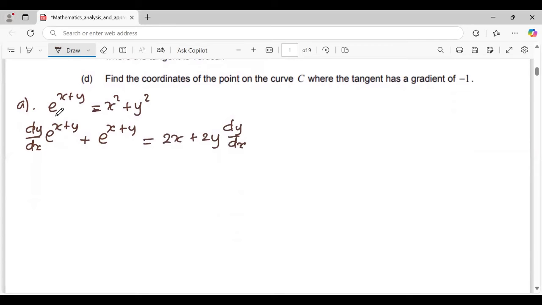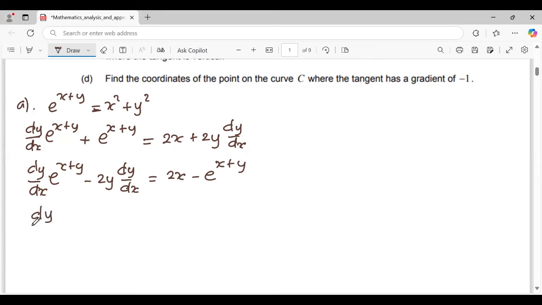And after that, moving the dy/dx terms to the left side: e^(x+y) dy/dx minus 2y dy/dx equals 2x minus e^(x+y). And factorize: dy/dx times (e^(x+y) minus 2y) equals 2x minus e^(x+y).